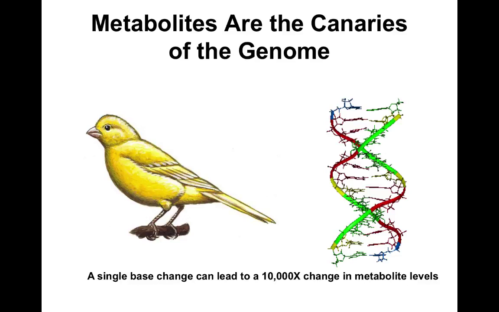Metabolites are really the canaries of the genome. They amplify small changes in the genome. A single mutation, a single base change in a specific gene, can lead to up to a 10,000-fold change in metabolite levels, either going up or down. Because of that, historically the first genetic tests, done in the early 1900s, were not looking at genes but simply at metabolites. So diseases like alkaptonuria or phenylketonuria, all discovered by Archibald Garrod in the 1900s, were genetic diseases all characterized by metabolites and metabolite levels.